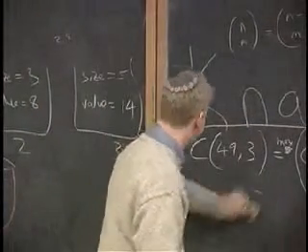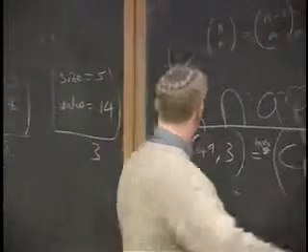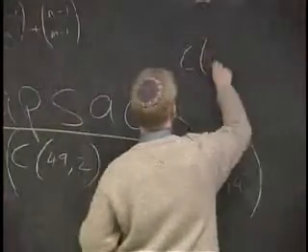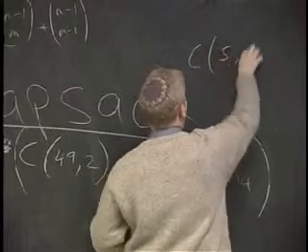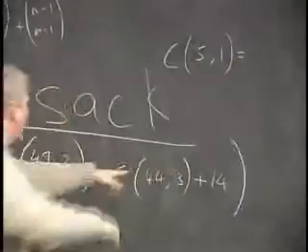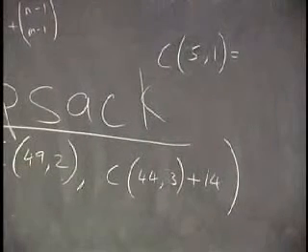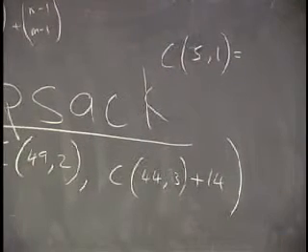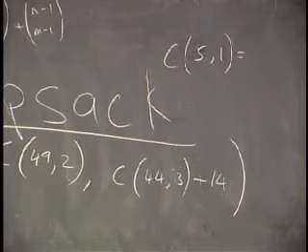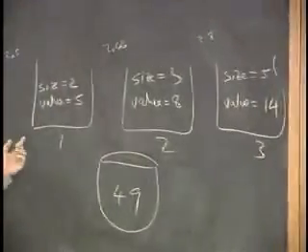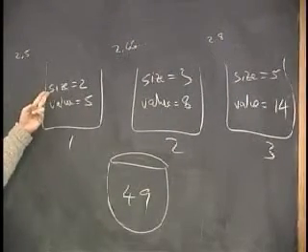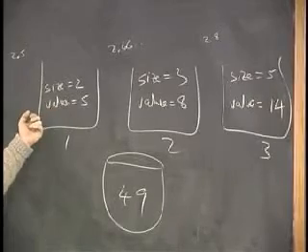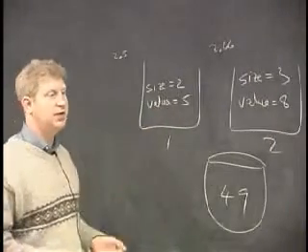Let's see. Let's do C of 5, 1 according to our recursive relationship. You know what? Let's first do C of 5, 1 in our heads. I've got a knapsack of size 5. I can only take stuff from box 1. What's the most I can do? 10. I can fill it with 2 of these objects, giving me a value of 10. That's what C of 5, 1 is. You can do that in your head.